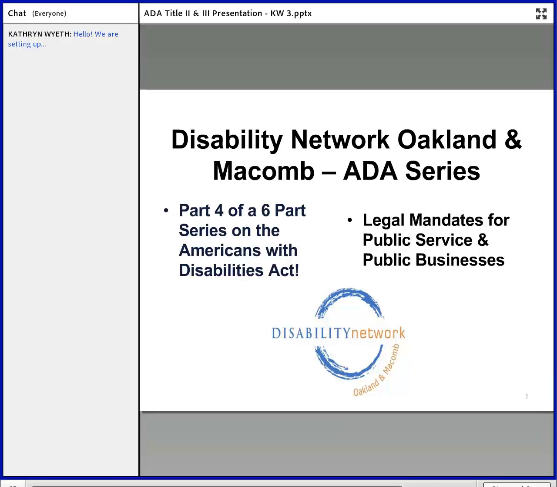Service animals, we've done Title I employment provisions, and then we also did last month accessible documents, which is really, really critical. I think you're going to see a lot more activity when it comes to accessible documents. And then today, of course, we're going to talk about the legal mandates for Title II and Title III. There's a lot of information, and I'm going to try really hard to get through all of it. I do tend to talk a little fast.